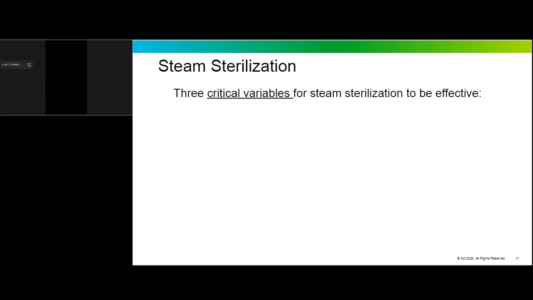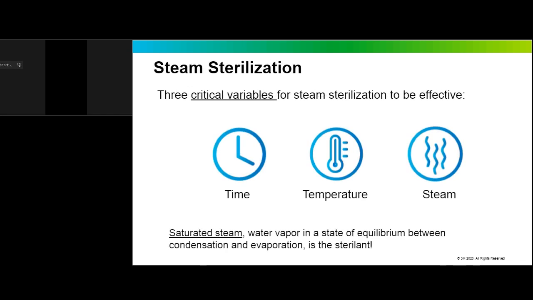Now, some of you maybe listened to earlier presentations today, and you might have heard us talk about the concept of critical variables. Every method of sterilization has critical process variables that are required to achieve an effective sterilization process. In the case of steam sterilization, there are 3 critical variables, and I'll give you a moment to reflect on what they are. Okay, hopefully you got them. In the case of steam, the variables are time, temperature, and the presence of saturated steam.